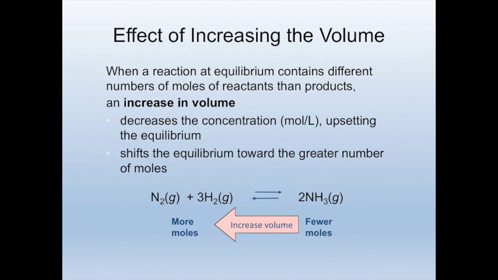So when a reaction at equilibrium contains different number of moles of reactants than products, an increase in volume will decrease the concentration, which will upset the equilibrium and shift the equilibrium towards the greater number of moles.